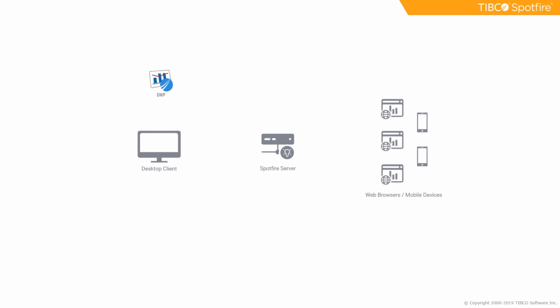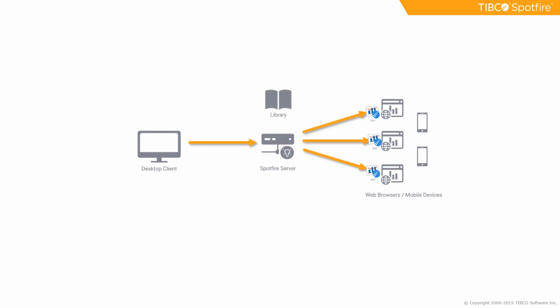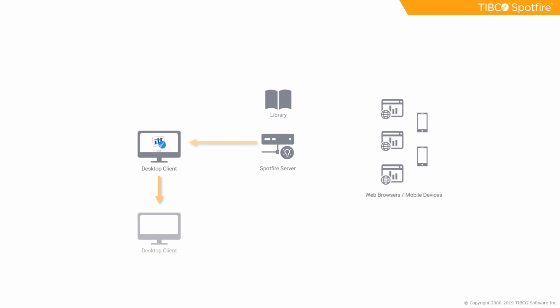When you save an analysis, the file is known as a DXP file and it can be published to your Spotfire library so others can view it on their devices. A DXP may also be downloaded to your local drive from the library, or outside the server environment, you can send the file directly to another desktop user like any other local file.